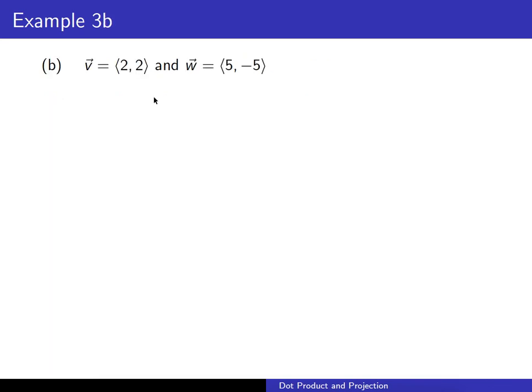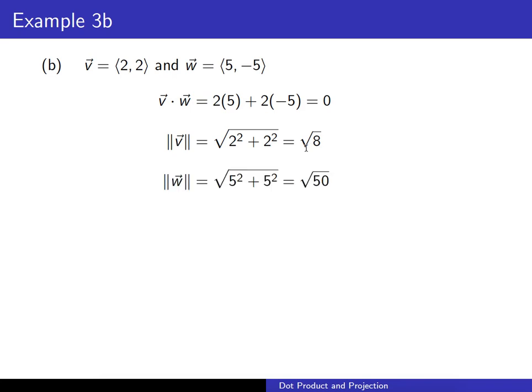Part B, we have 2, 2, and 5, negative 5. So the dot product between them, 2 times 5, and 2 times negative 5, is 0. So our magnitude of vector v, 2 squared and 2 squared, is 8. And again, we'll just leave it as the square root of 8. We won't make it 2 square root of 2. Magnitude of w is square root of 50.